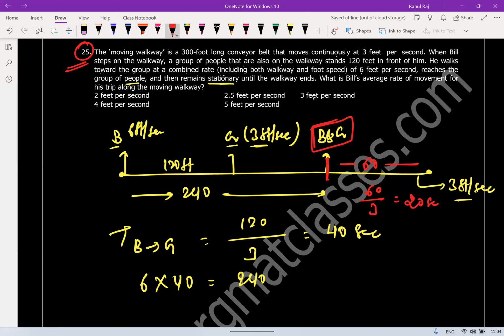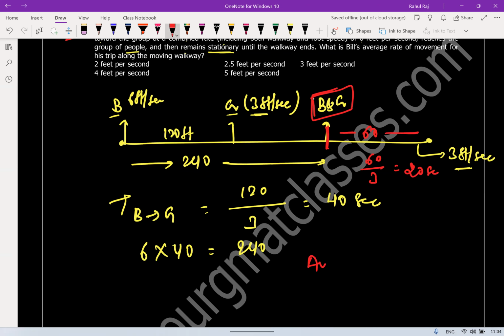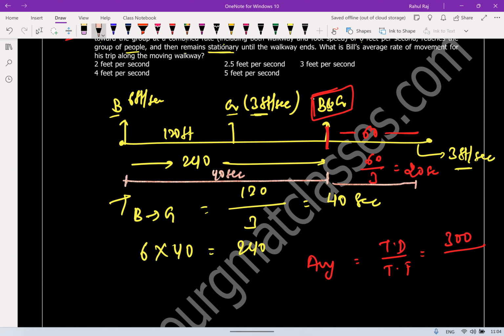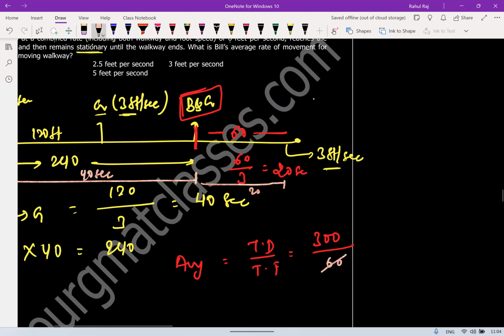So what they're asking you is, what is Bill's average speed? So average speed is what? Total distance by total time. Total distance is 300 feet. Total walkway is 300. Total time is what? Till this place, Bill covers in 40 seconds, and this distance Bill covers in 20 seconds. So total time is 60 seconds. So 300 by 60, 5 feet per second is your answer.